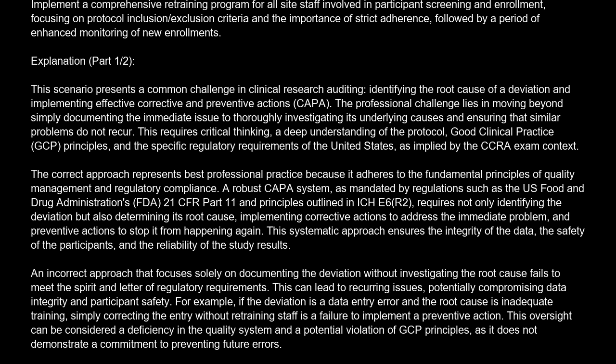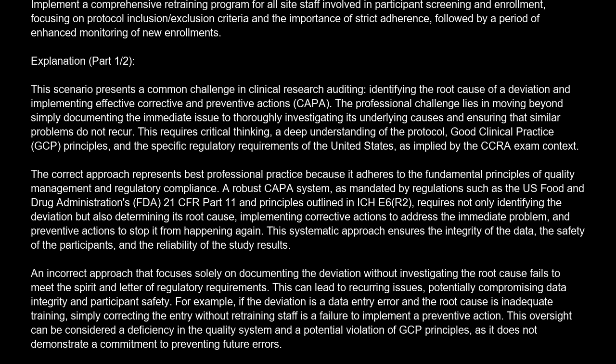The correct approach represents best professional practice because it adheres to the fundamental principles of quality management and regulatory compliance. A robust CAPA system, as mandated by regulations such as the U.S. Food and Drug Administration's FDA 21 CFR Part 11 and principles outlined in ICH E6 R2, requires not only identifying the deviation, but also determining its root cause, implementing corrective actions to address the immediate problem, and preventive actions to stop it from happening again.